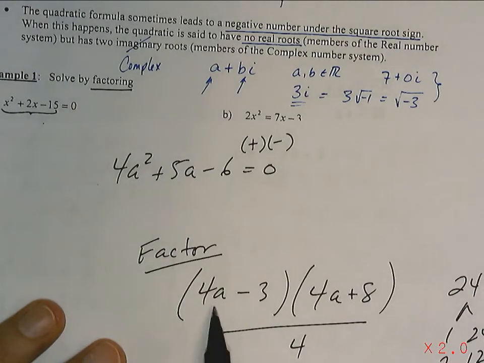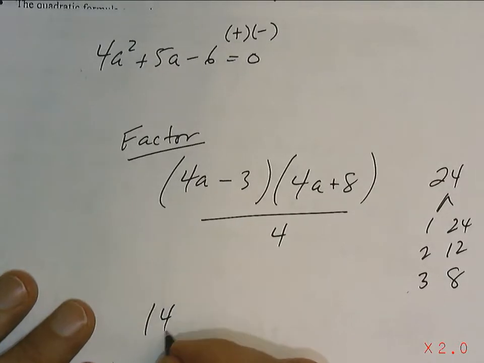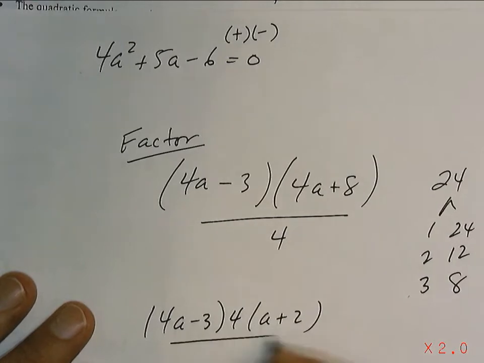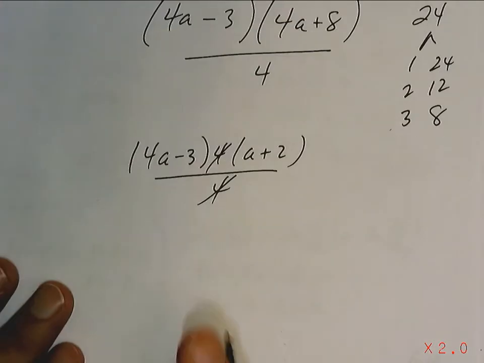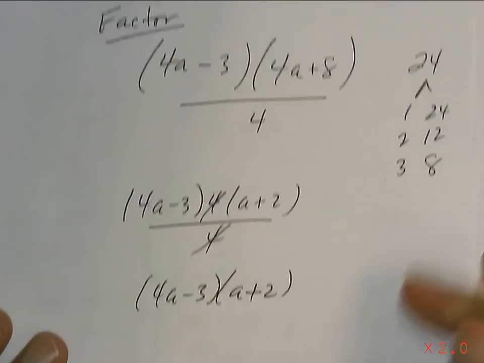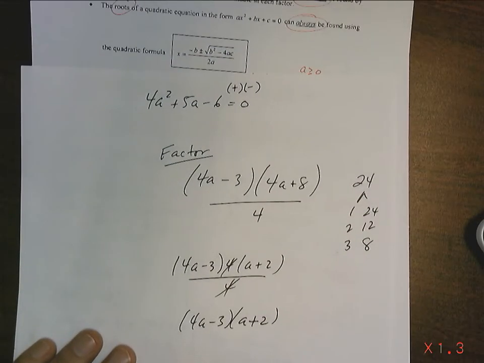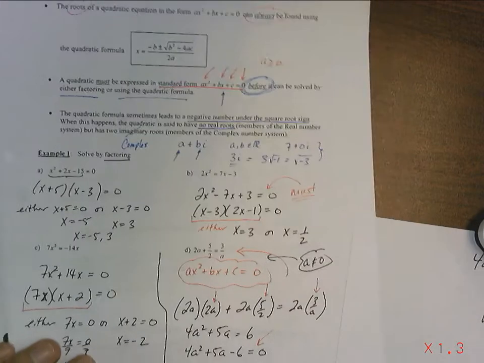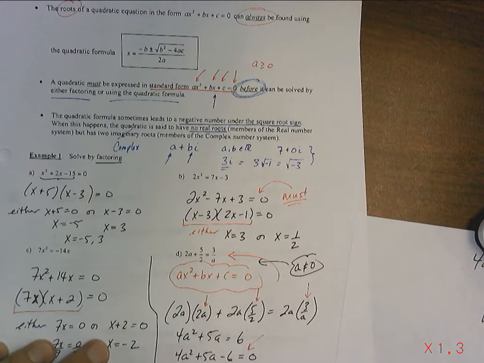The 4 is going to come out either of here or of here, a little bit of both. It can come out of here. So it's going to be 4a minus 3. Common factor out the 4. A plus 2. That's going to leave us with 4a minus 3, a plus 2. Let's make sure that it makes sense. I'm going to expand it. And what I'll get is 4a times a is 4a squared. 8a, take away 3a, is 5a, minus 6. It works. So this is 4a minus 3, a plus 2 equals 0.